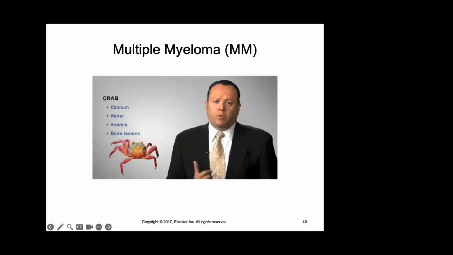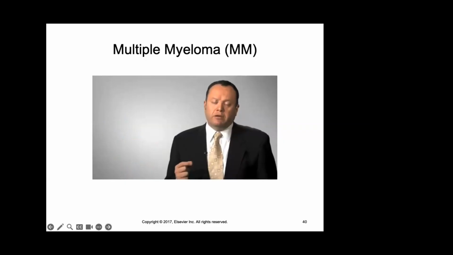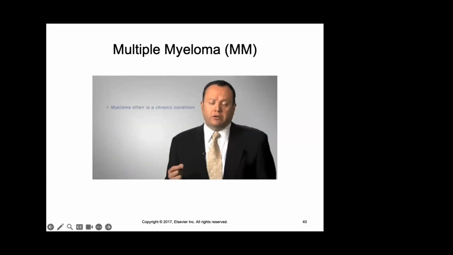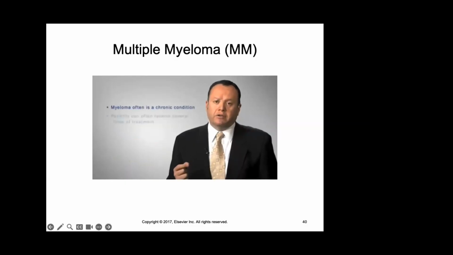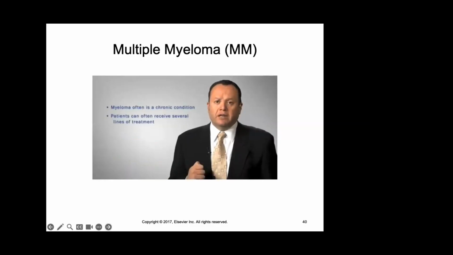While myeloma remains, for the most part, an incurable disease, our ability to treat the disease is much better than what it was 5 and 10 years ago. For many patients, myeloma has become a chronic condition, and the number of therapies that are available are sometimes 5, 6, or even 7 lines of therapy for patients diagnosed with this condition.